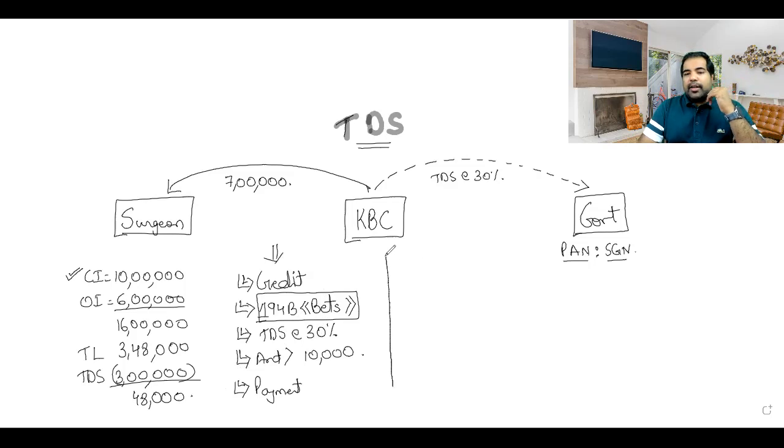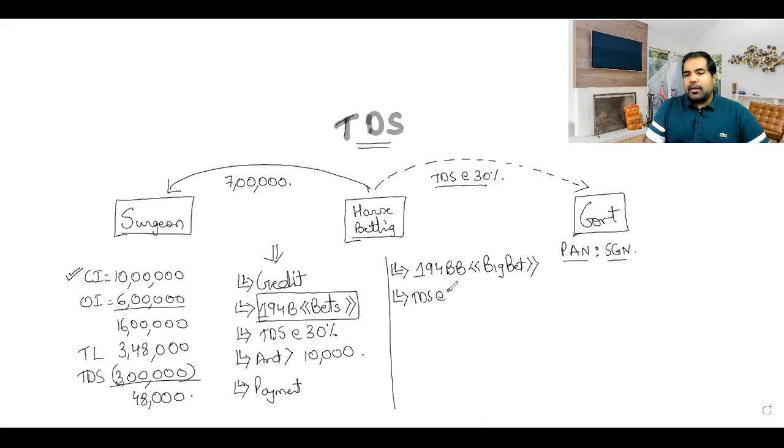But very similar to 194B is another section where instead of KBC, I put horse betting. If the same surgeon, instead of going to KBC, now goes and bets on horses. On Sunday, he goes to Mahalakshmi Racecourse and he bets on horses. Then in that case also, let's say he won 10 lakh rupees, congratulate him. The TDS will be at the rate of 30% because the nature is again casual income. So again, guys, here the section changes to 194BB, that is bigger bet. The shortcut is bigger bet. Bigger bet is basically when you're horse racing. Again, here also the TDS rate is 30%.